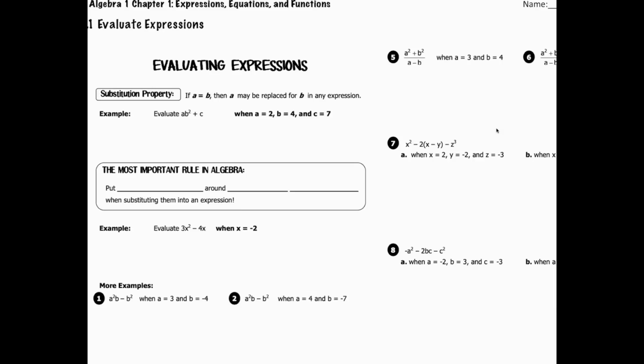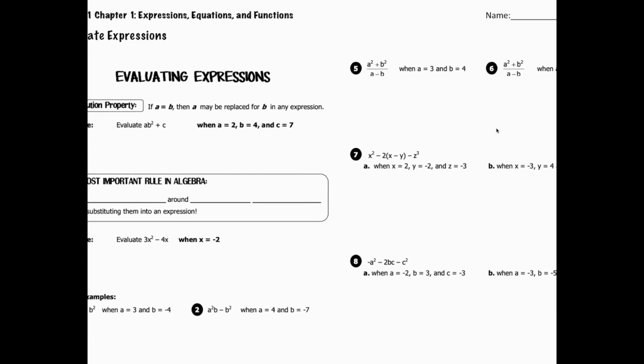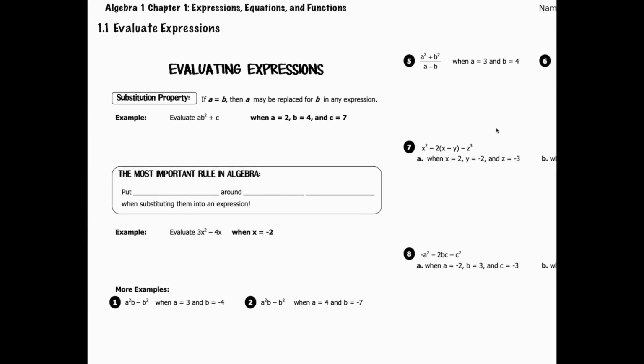So we're going to start with evaluating expressions. Our first part of this is the substitution property. If A is equal to B, then you can replace A anytime you see a B in an expression. For example, evaluate A times B squared plus C, when A is equal to 2, B is equal to 4, and C is equal to 7.